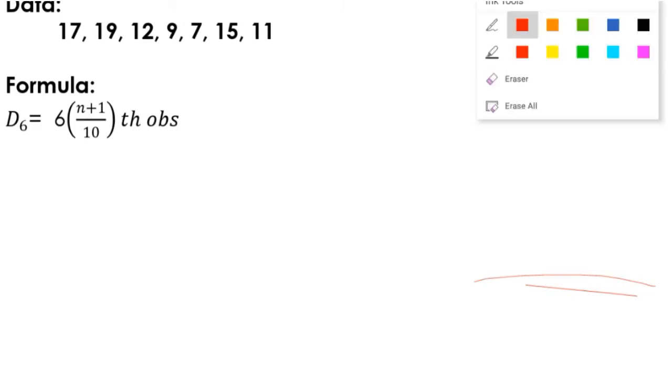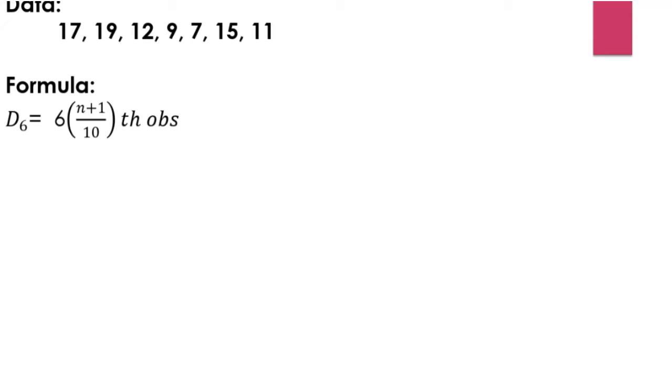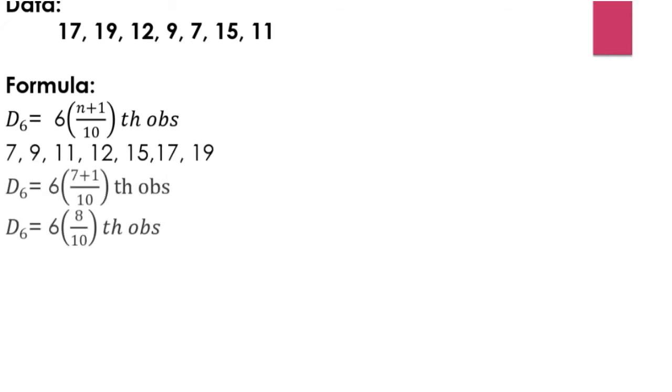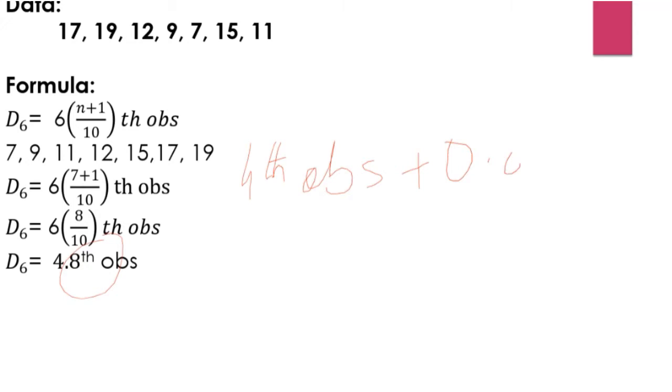Okay students, let's suppose we have another data and you have to find out D6. D6 means 6 into (n plus 1) upon 10 observation. So we have arranged the data, and then 7 plus 1 means 8 multiplied by 6 upon 10 observation. The value is 4.8 observation. Now 4.8 means again the 4th observation. Pick up the 4th observation plus break this decimal part 0.8, and 4.8 lies between the 4th and 5th observation, so we take the 5th observation minus the 4th observation.